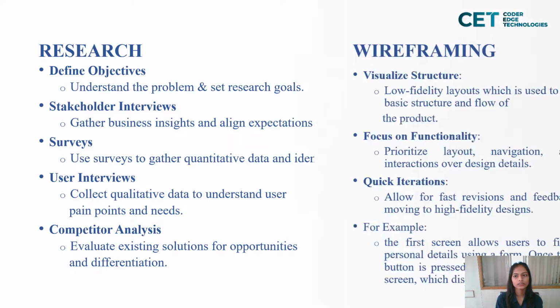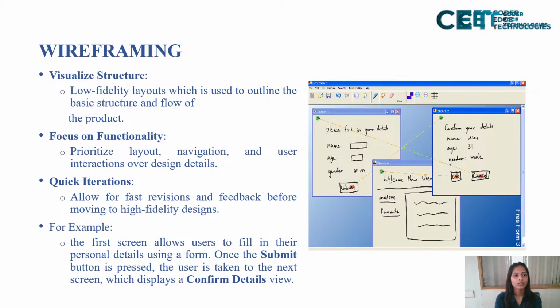The next phase is wireframing. In this, we have to visualize the structure. As shown in the picture, there are 3 sketches. The first one is about filling in details. When we press the submit button, we go to the second sketch, which is confirm your details. Like this, it shows the whole product flow.